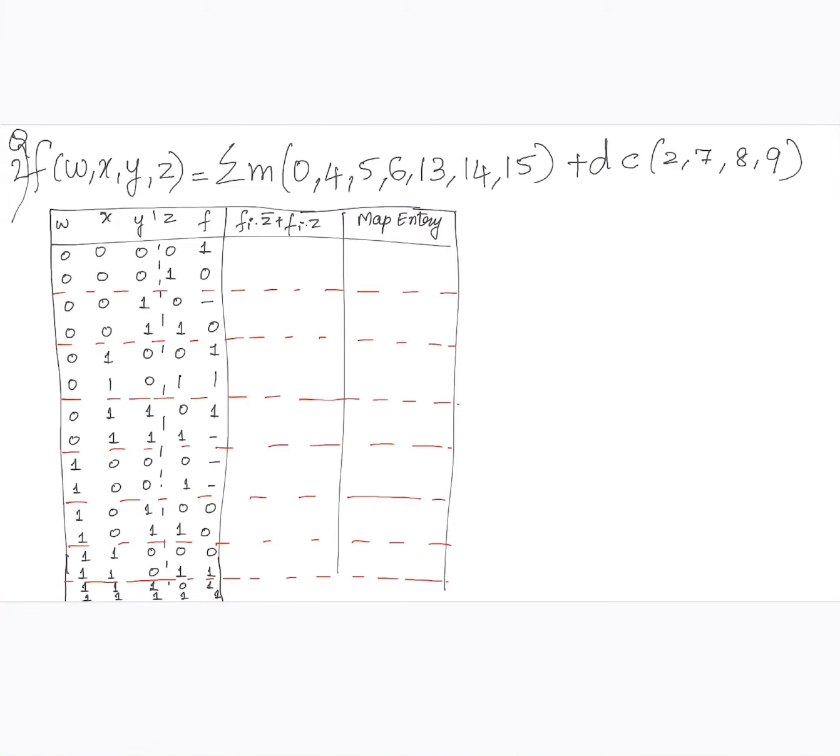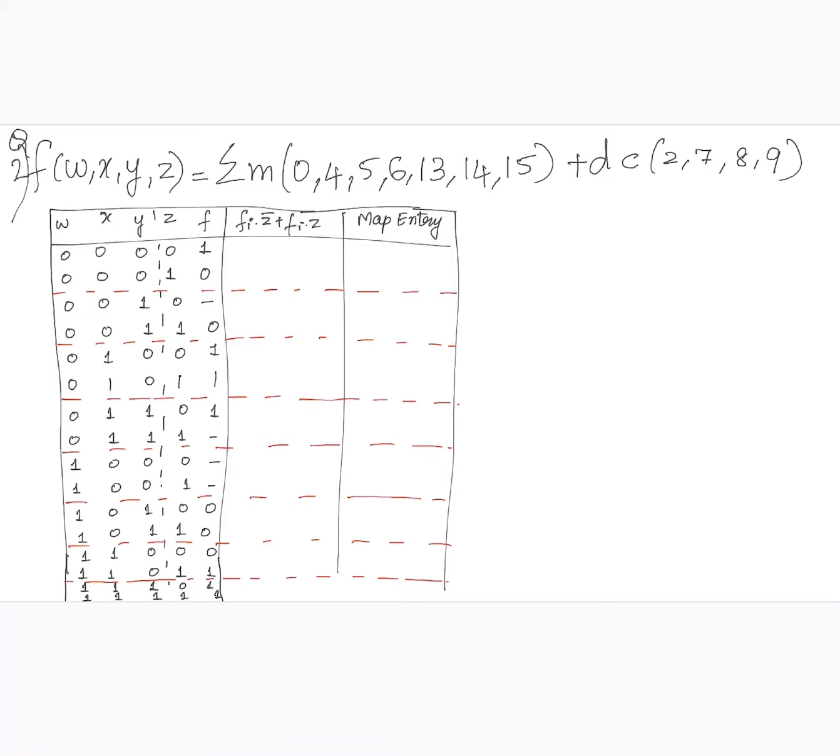Consider another variable ENDS map: f(w, x, y, z) = summation m(0, 4, 5, 6, 13, 14, 15) + don't care (2, 7, 8, 9). So the first step is again to write the truth table for all the values 0 to 15 and write the function values. Wherever you have the decimal numbers 0, 4, 5, 6, 13, 14, 15, write 1. For don't care values write dash, and for other values write 0.